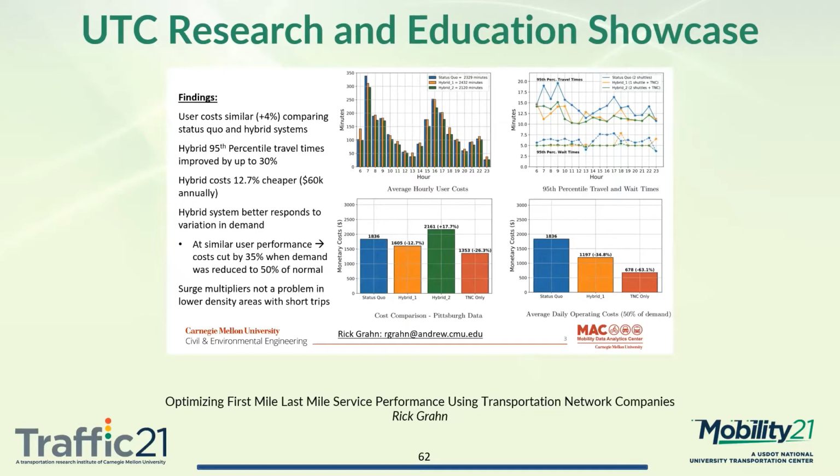This is due to a combination of very expensive trips being assigned to ride-hailing services and the fact that fewer rides are being shared. We also showed that the costs were reduced by 12.7%, or about $60,000 annually, using this hybrid solution. Finally, we show that this hybrid system better responds to variations in demand. When demand dropped to about 50% of normal, the hybrid solution was 35% better than the status quo, while performance in terms of user costs was very similar.